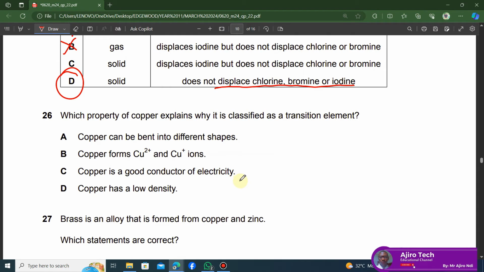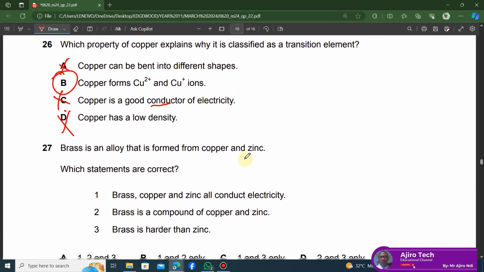Next question is, which property of copper explains why it is classified as a transition element? You know, we said transition elements have variable oxidation states. Of course, group 1 metals equally are good conductors of electricity. Metals have high densities, so not low densities. Can be bent into different shapes is a characteristic of most metals. So B is the correct one because you have 2 oxidation states for copper there.